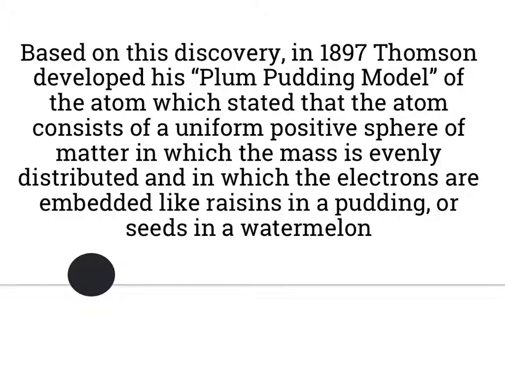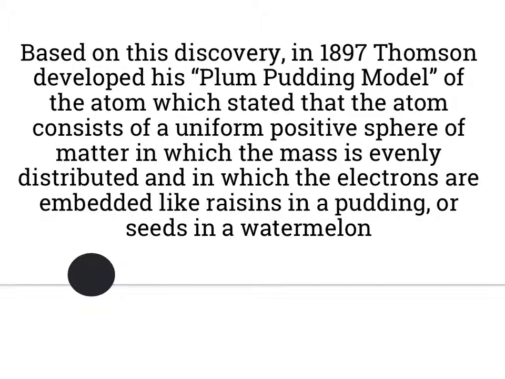And he again called one positive and negative, and so he developed this plum pudding model, which is, imagine like bread pudding. Think of an oatmeal raisin cookie or a chocolate chip cookie, basically some kind of thing where you've got a lot of dough, if you will, and there's things stuck in it, or like a watermelon seed. So he said that the atom consists of a uniform positive sphere of matter. So you've got this sphere of positive stuff in which the mass is evenly distributed.